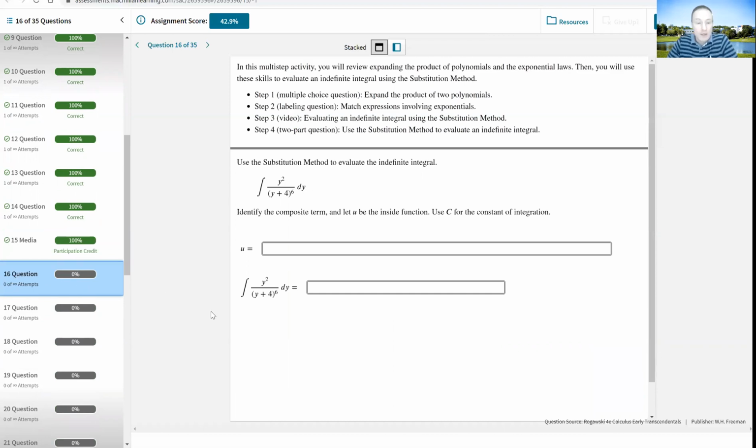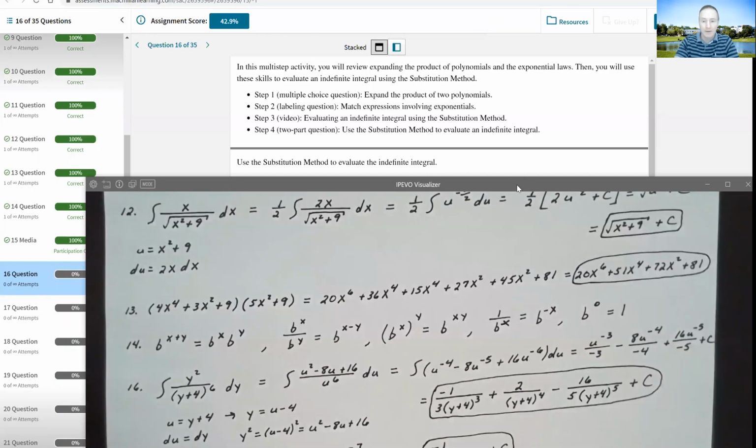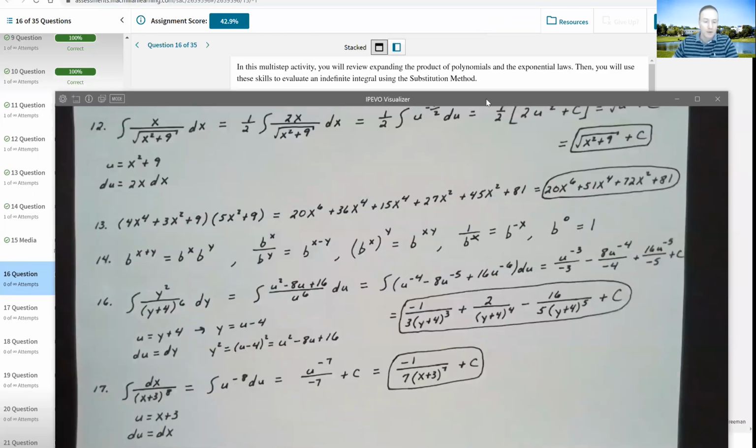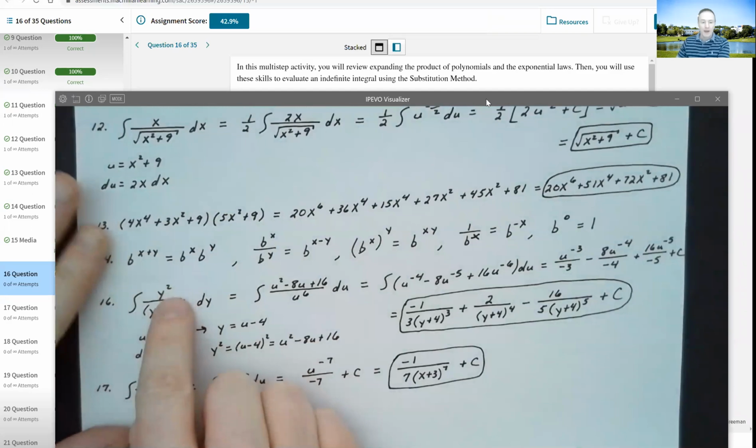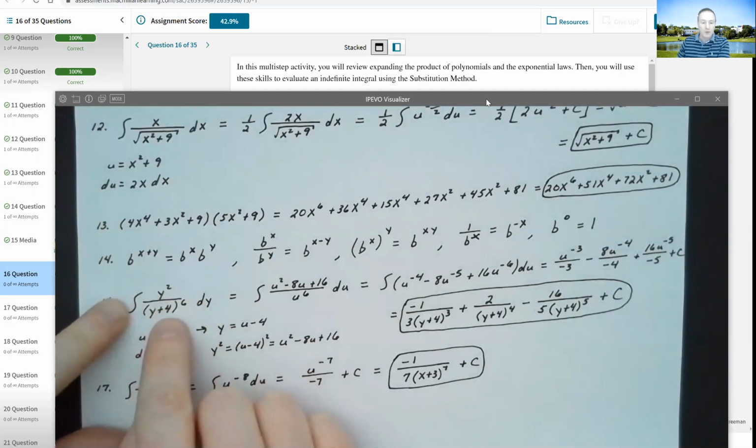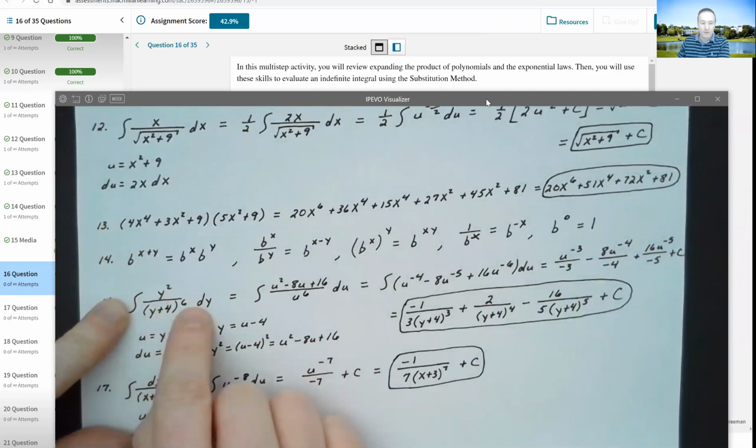In that next question, they're having a very good follow-up to that one and asking us to use the substitution method to evaluate the integral of y squared over y plus 4 to the 6th power. Of course, we're integrating it with respect to y. So when I'm thinking about how to do that, this is the work that I showed in order to do it. I have the integral of y squared over y plus 4 to the 6th power dy.